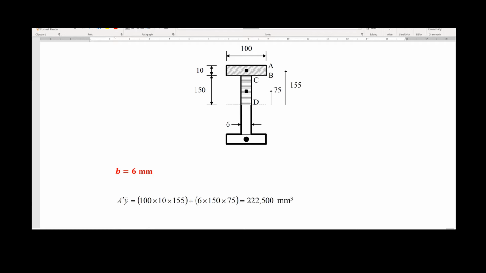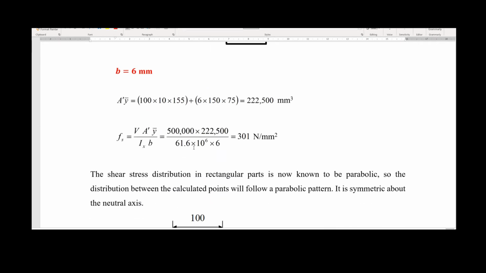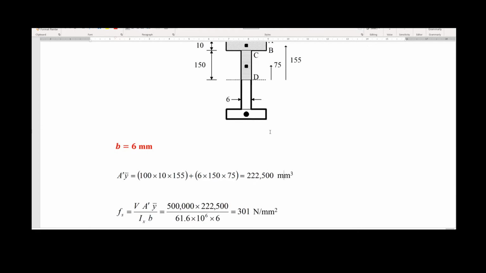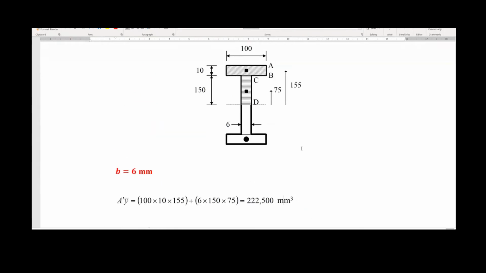I don't want to go number by number, but this is the value for the moment of area of this T on top of the neutral axis. So feeding the formula to evaluate the shear stress, we replace the values. B is going to be 6 again because we are in the middle of the web. And this is the final value and the maximum value for the shear stresses.